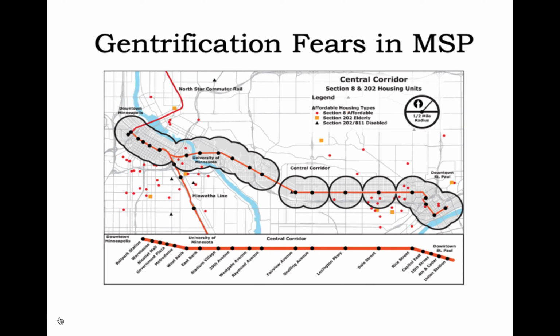Gentrification fears. When we look at the light rail, the third extension of the Central Corridor, it goes right through the heart of some ethnic neighborhoods, and with that comes noise pollution. You have transportation pollution. You have the destruction of the cultural landscape.